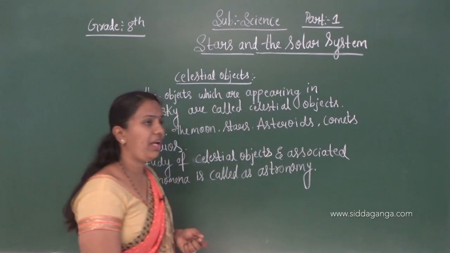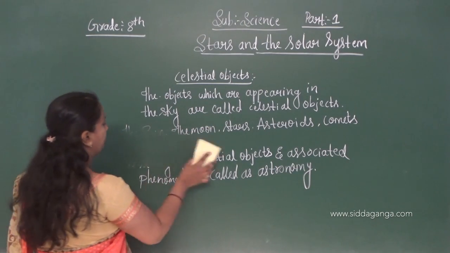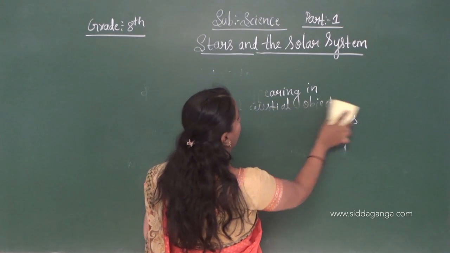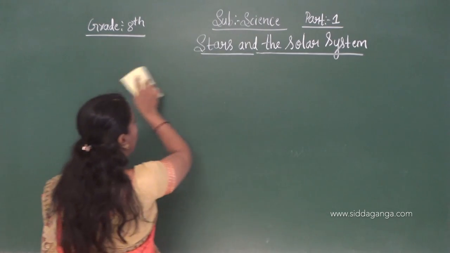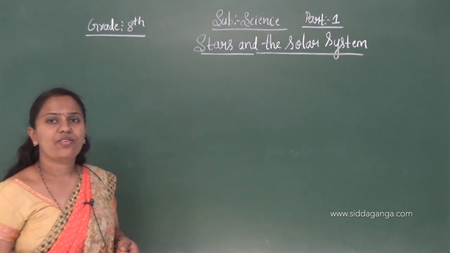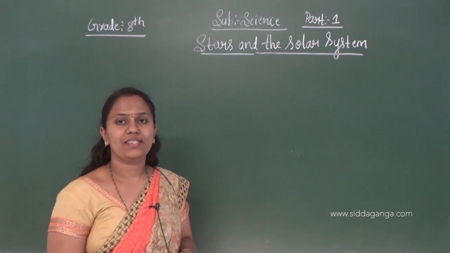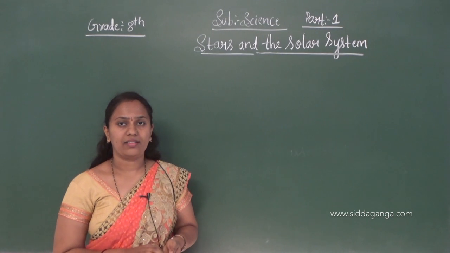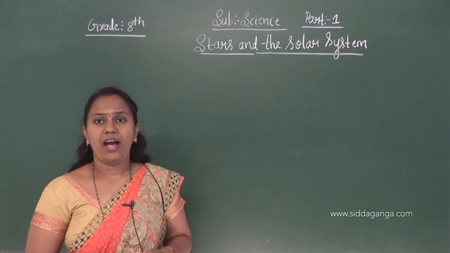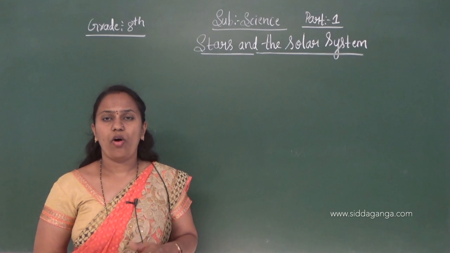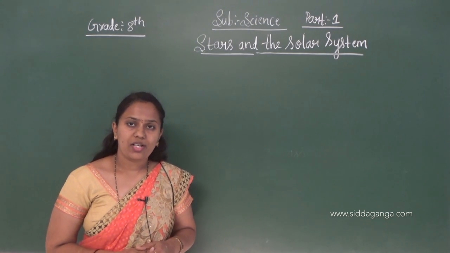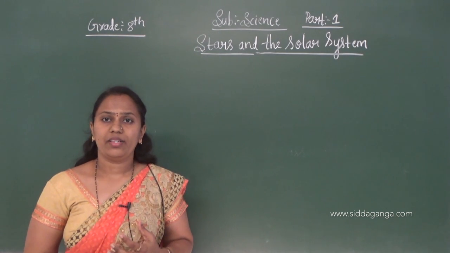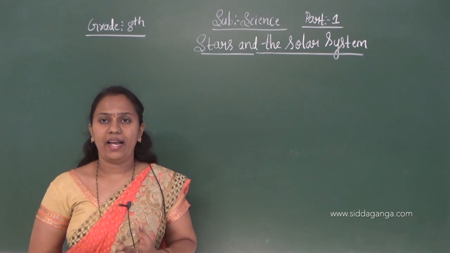We will study about the moon. So as you know, the moon is a natural satellite which is present for the earth, which is revolving around the earth in its own orbit, is it? So it is a natural satellite which is revolving around the earth, with the earth, to give light in the night time.